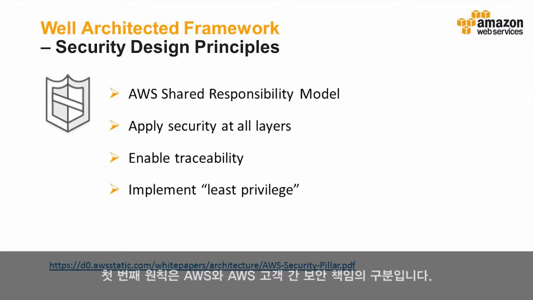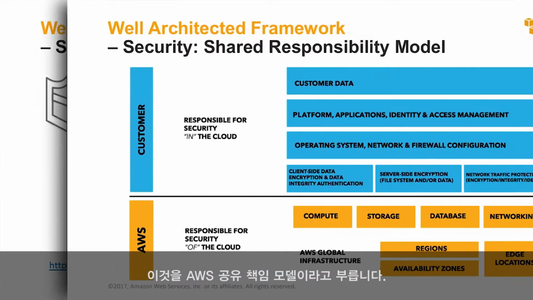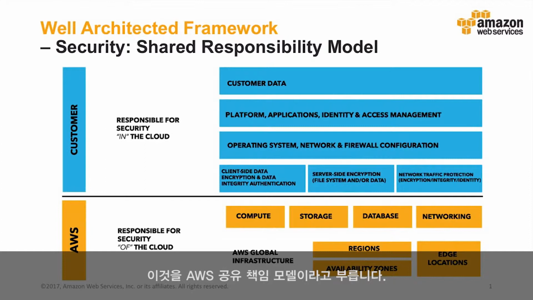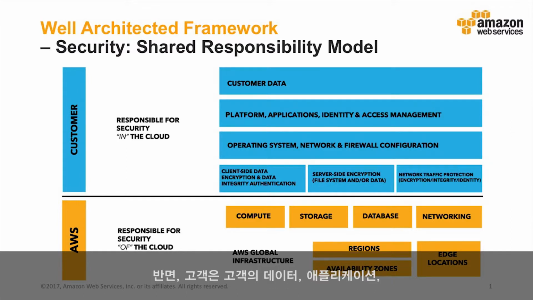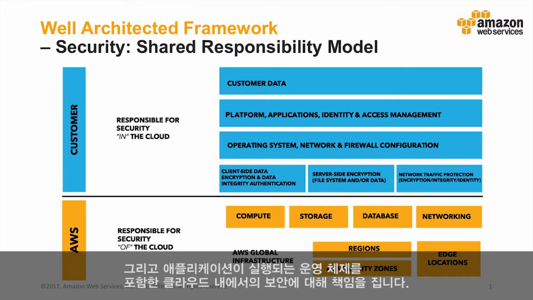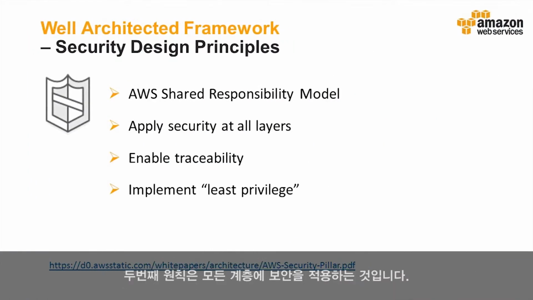The first principle is the separation of security responsibilities between AWS and AWS customers. It is called the AWS Shared Responsibility Model. Under this model, AWS is responsible for security of the cloud, including AWS infrastructure, hardware resources, and the cloud services. On the other hand, the customer is responsible for security within the cloud, including customers' data, applications, and operating systems the application runs on.